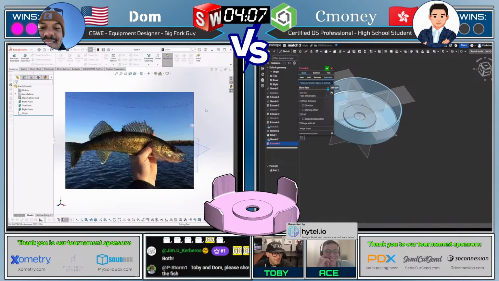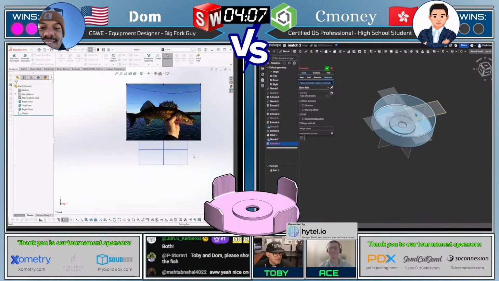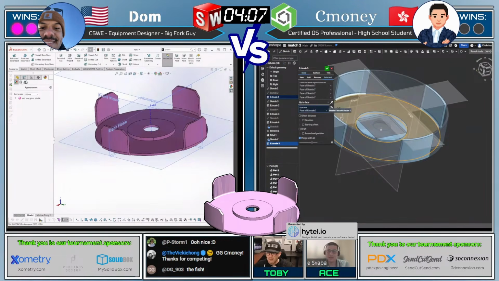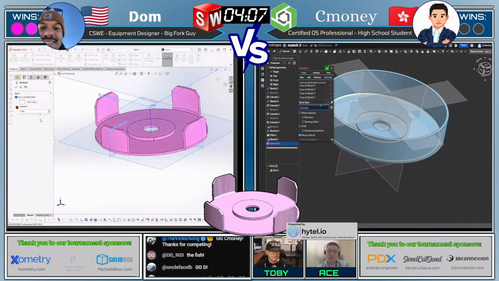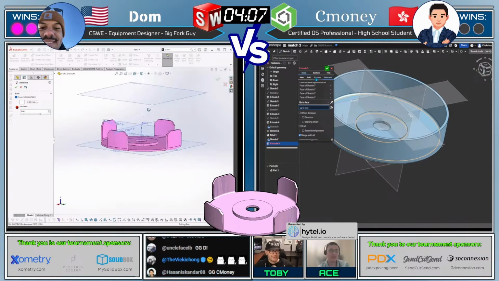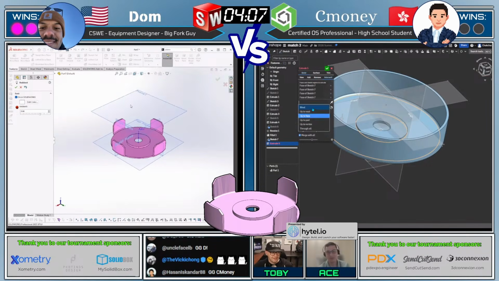Yeah, so I think maybe with Cmoney, it was just an issue with that. He decided to go with a sheet metal approach. I think maybe that didn't end up working out for him. I think the restart got him with the time. Yeah. And Dom did it in sub 5 minutes, so.